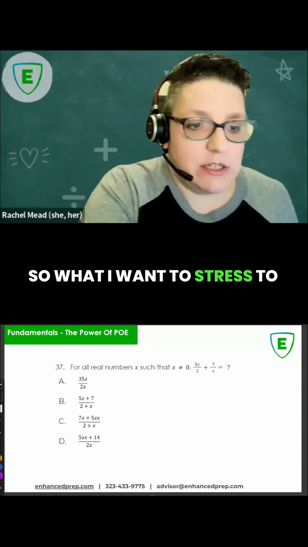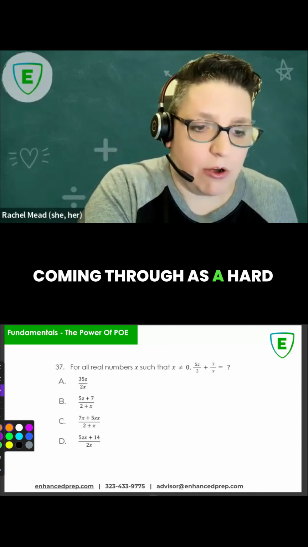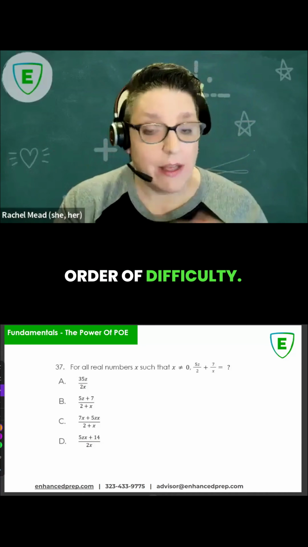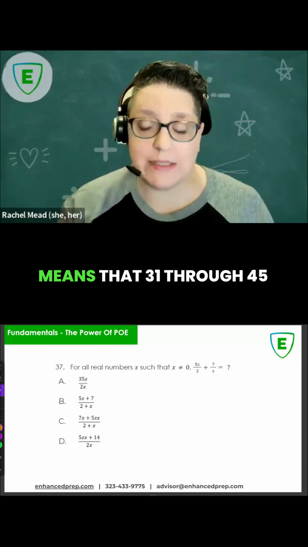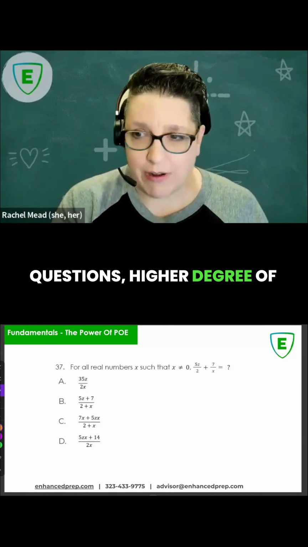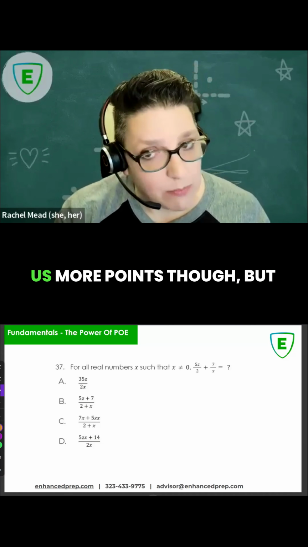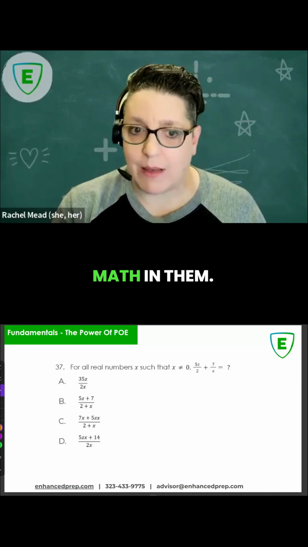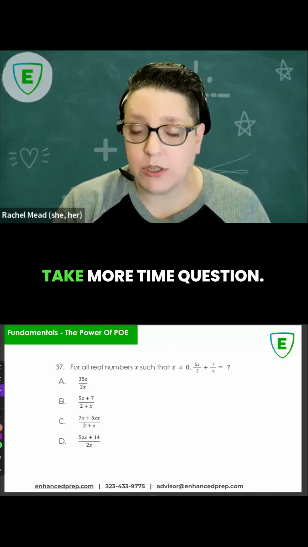So what I want to stress to you here is, again, this is coming through as a hard question. Questions in the math section increase in order of difficulty. If we have 45 questions, it means that 31 through 45 are our more challenging questions, with a higher degree of difficulty. They don't earn us more points though, but they either take more time or they have more advanced math in them. In this case, this is a take-more-time question.